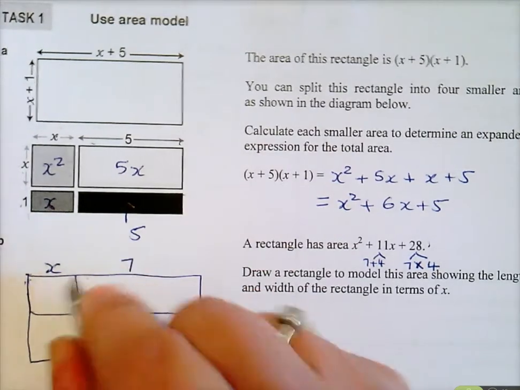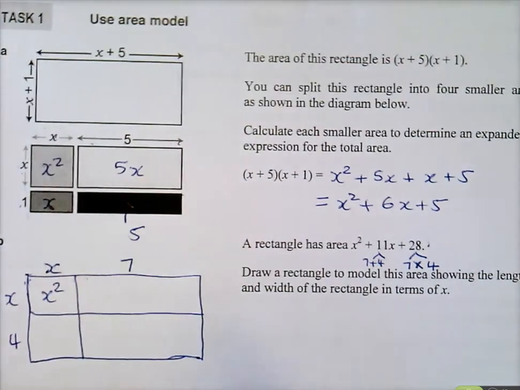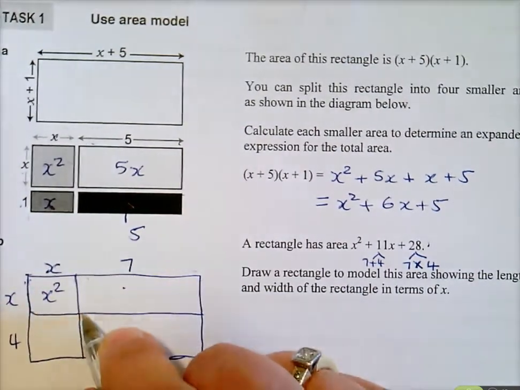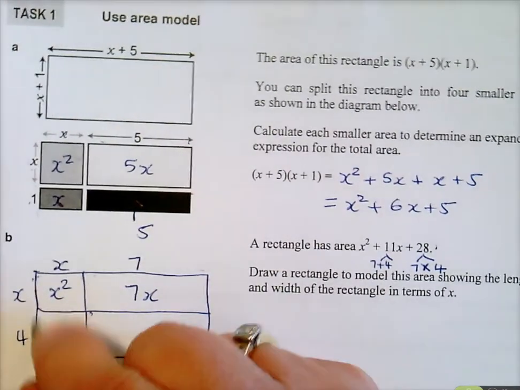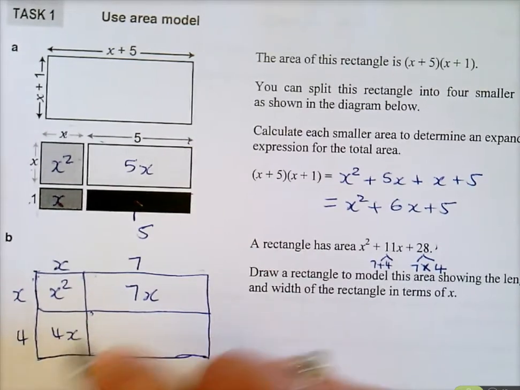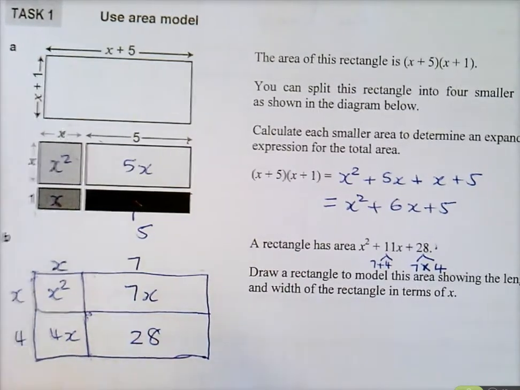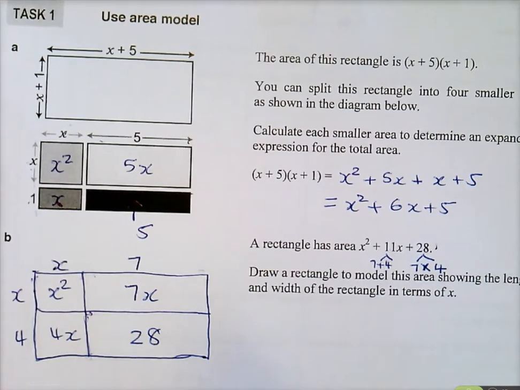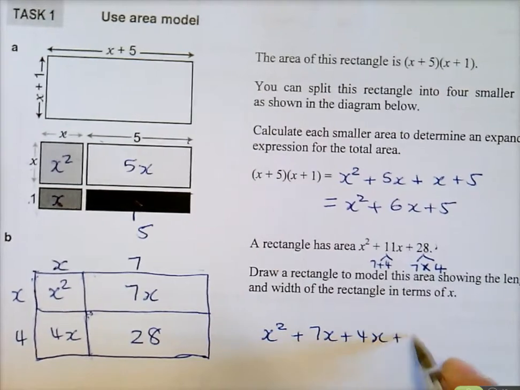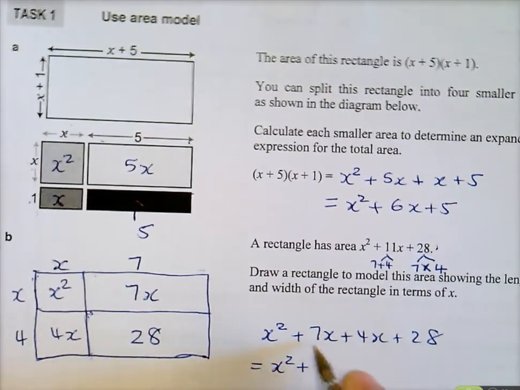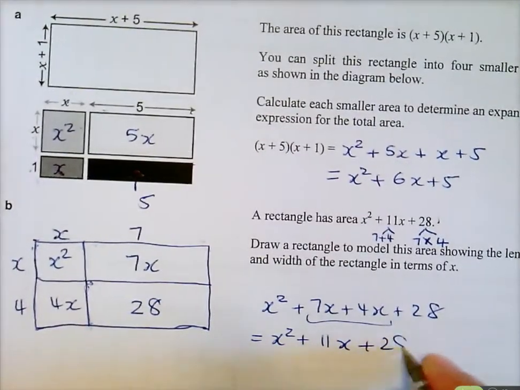So we know that this is x. 7 times 4 will give me the 28. Let's have a look. X squared. What have I got here? What's that times that? 7x. What's that times that? 4x. Yeah, it's 4 times x, and 4 times 7 is 28. So it just says draw a model showing the length and width, and we've done that. And if we add those all together, x squared plus 7x plus 4x plus 28, isn't that x squared plus, they're like terms, 7x and 4x, 11x plus 28.